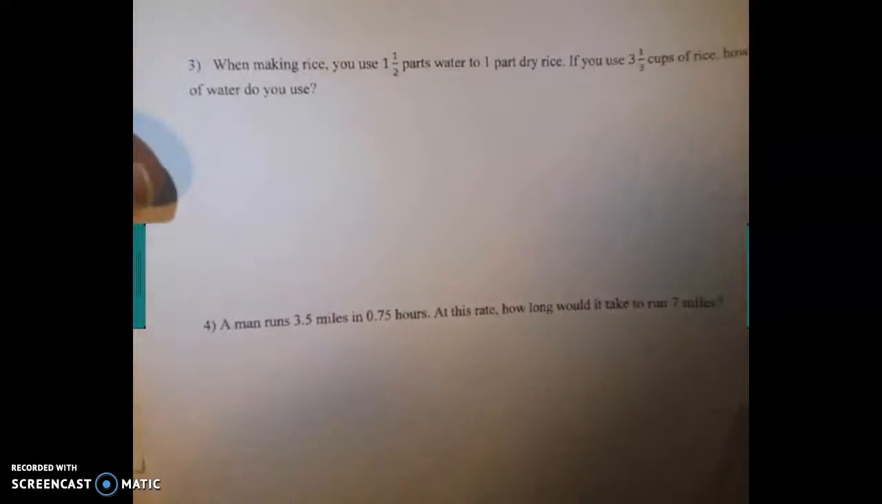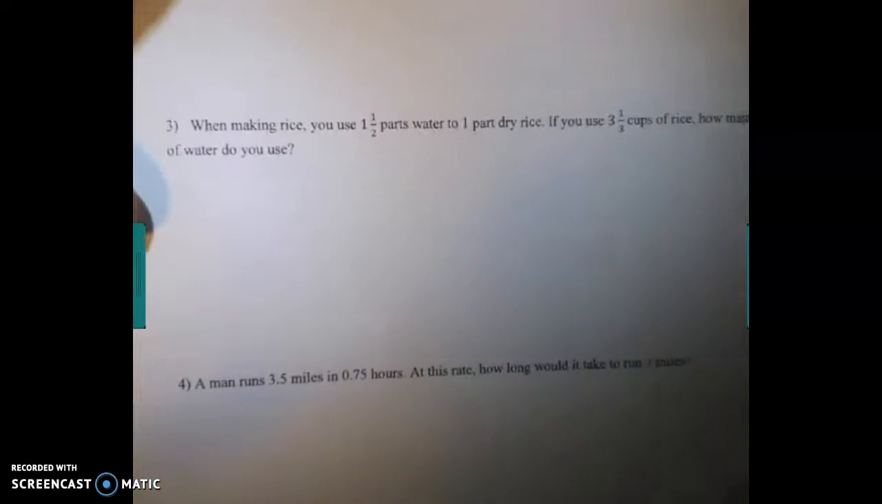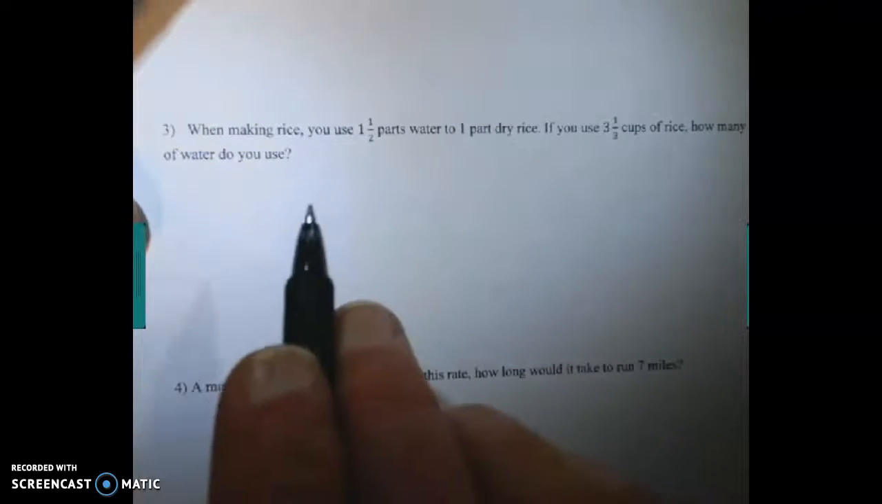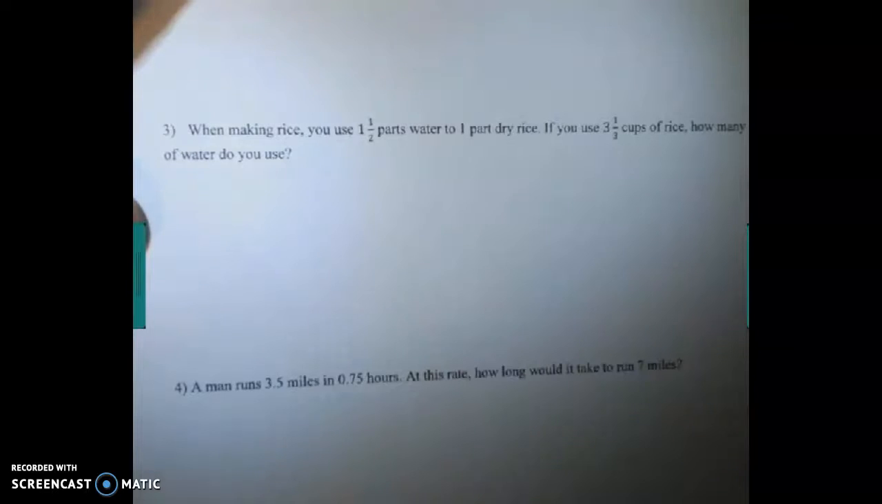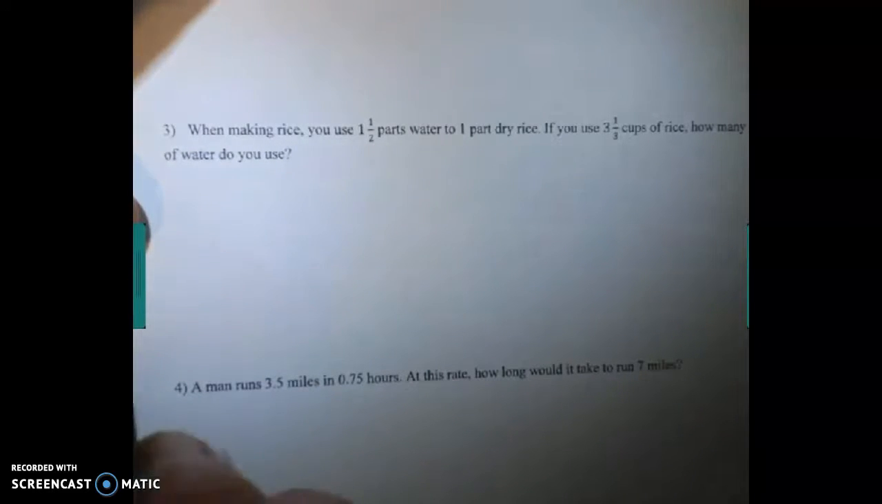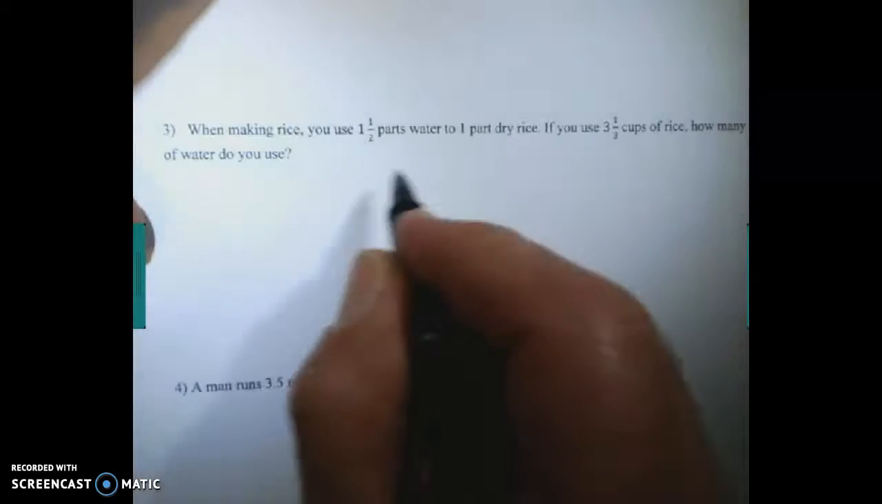Unit 5 Test Study Guide, question number 3. When making rice, you use water, 1.5 parts water to 1 part dry rice. How much water do you need to make with 3 1/3 cups of rice?